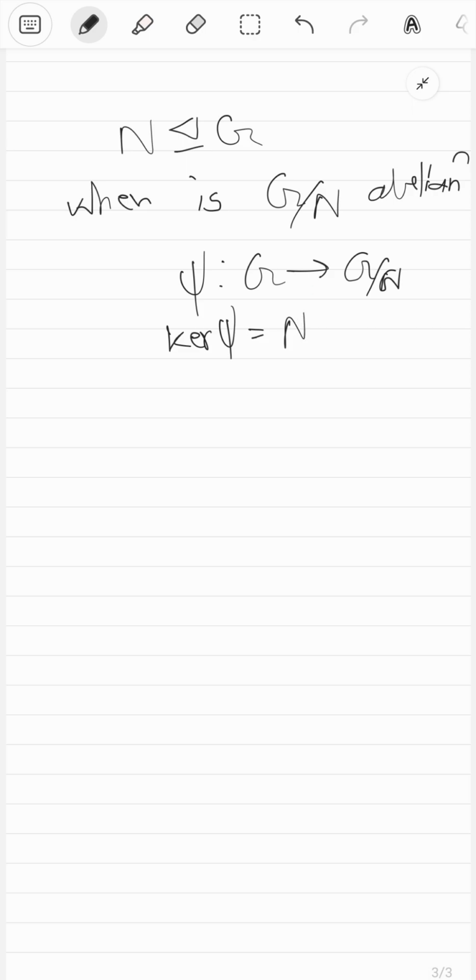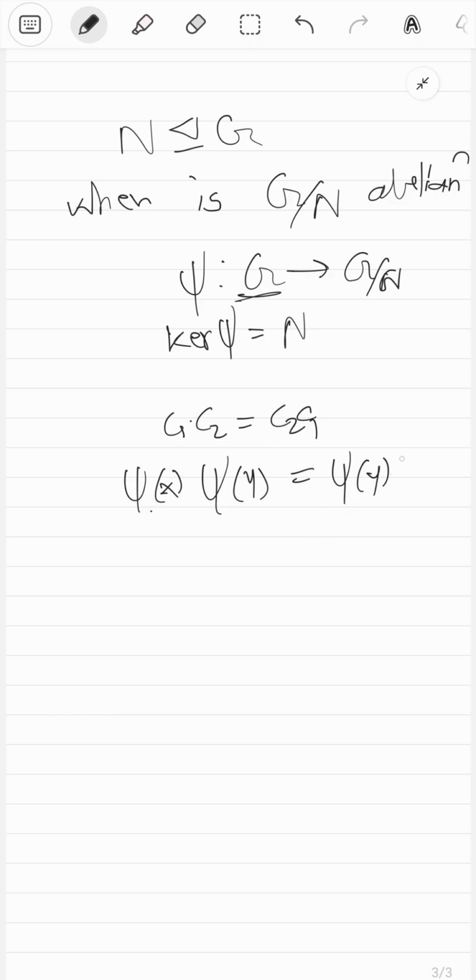just N, right? Now, if it just so happens that G by N is abelian, then for any two cosets in G by N, let's say C1 and C2, their multiplication is the same. Doesn't matter what order you have, right? Now C1, C2 are obviously something like phi of x and phi of y, where x, y are elements of G. And so you are saying that for any elements x, y in G, phi of x, phi of y is equal to phi of y, phi of x.